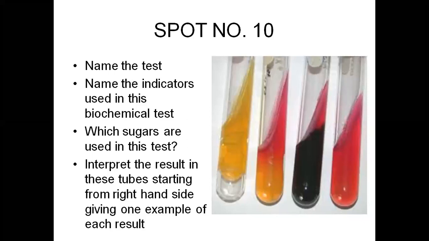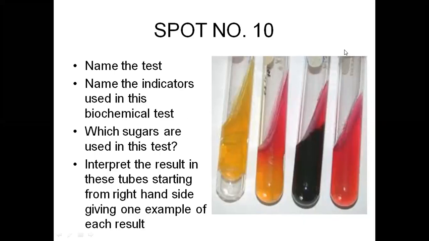There is an indicator, and it is in the form of a solid agar, and it is put in a tube like this shown in the picture. Which sugars are used in this test, I've already told you. And now coming to the interpretation, it is a solid agar with basic nutrients, with an indicator, and with three sugars. We are actually differentiating gram negative rods in this test. There are four results.